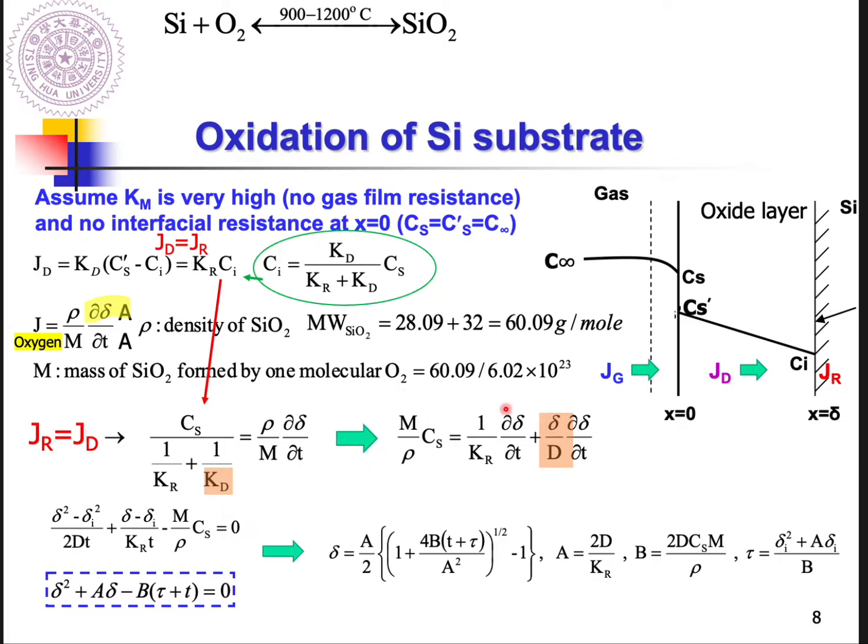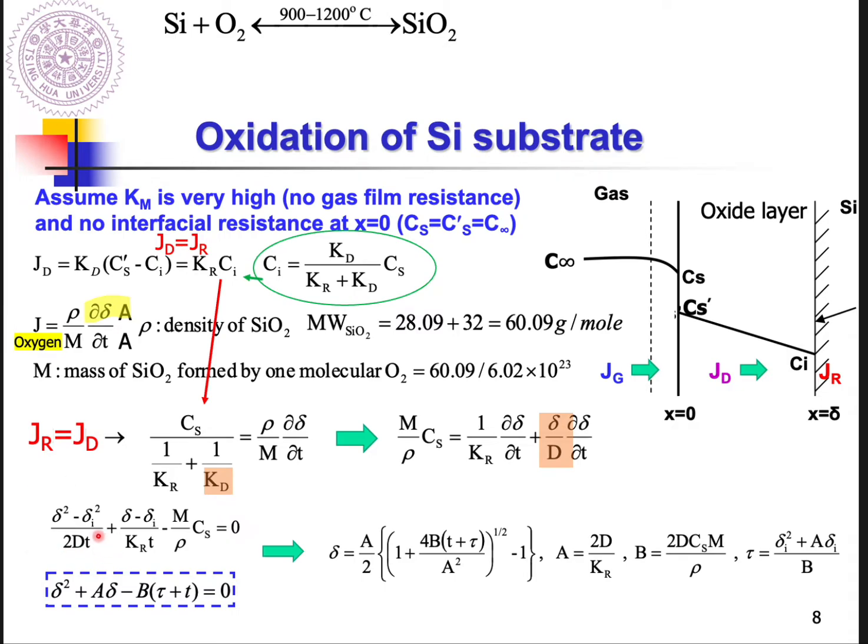Then we take the integral on both sides. For t it is the integral from 0 to t, and for delta it will be the integral from delta_I. Delta_I is because a silicon substrate always has a very thin native oxide before reaction. So the thickness of the native oxide on the silicon substrate is always like several angstroms. So we use that as delta_I: before the reaction happens, there already exists a thin layer of native oxide on the silicon substrate. So we call this delta_I.